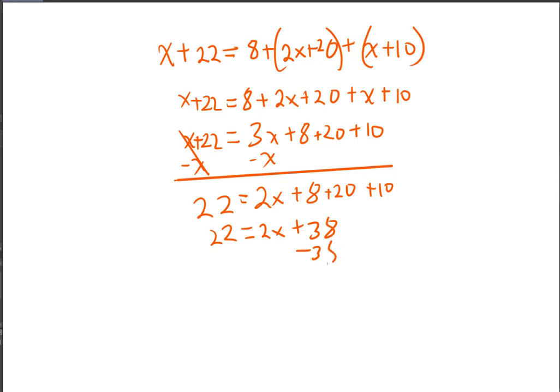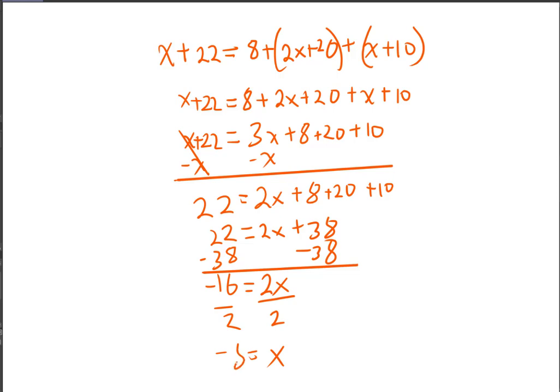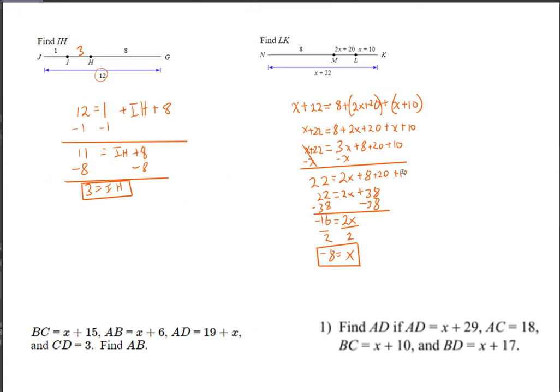When I subtract 38 from both sides, I get what? 16? Is that right? Yep, 16. Negative 16, actually. Negative 16 is equal to 2x. I divide by 2, and I get x is equal to negative 8. All right, so x is equal to negative 8.